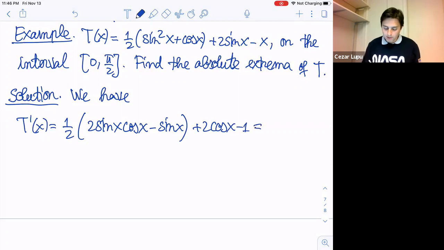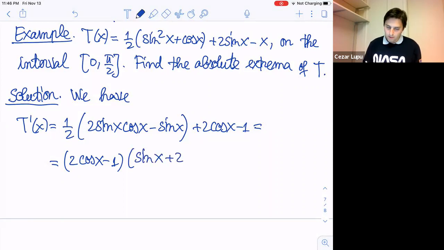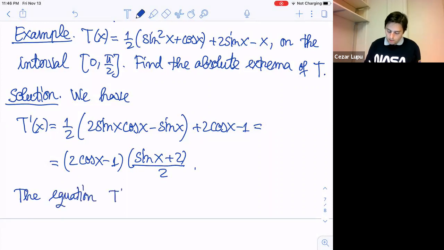And once we do some computations here, this will give us 2 cosine of x minus 1 times, and here we can factor sine of x, so at some point this will give us sine of x plus 2, everything over 2. Okay, so this is the derivative, and now we solve the equation t prime of x equals 0.